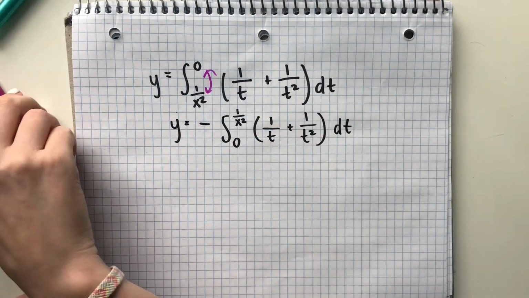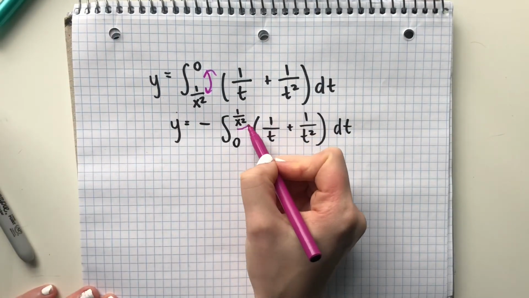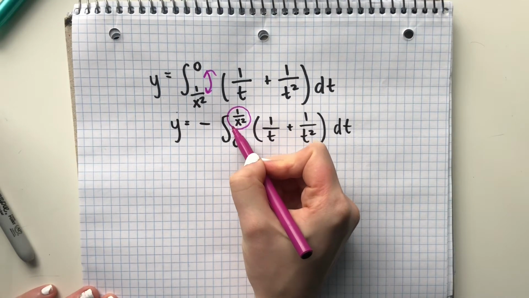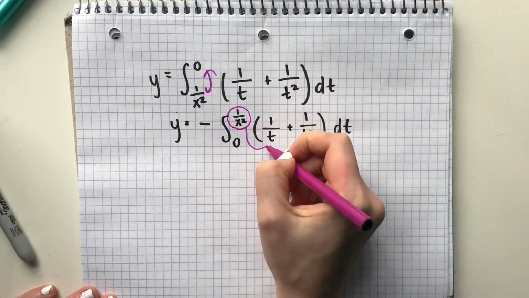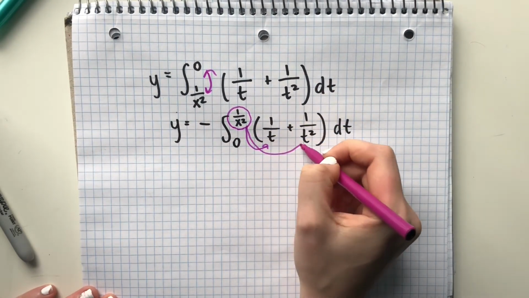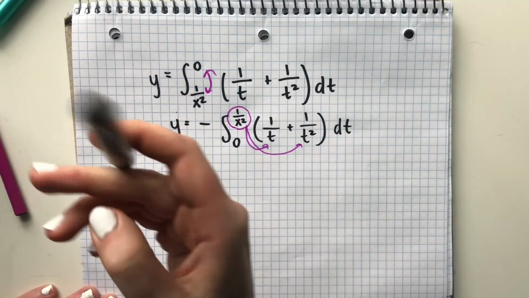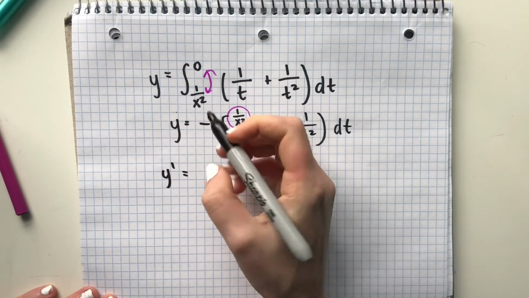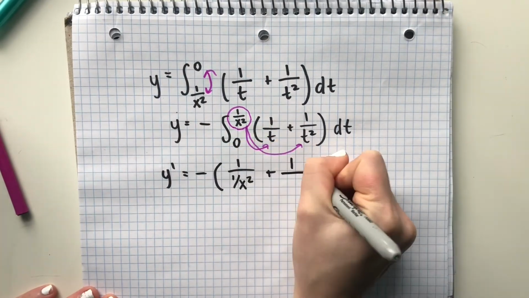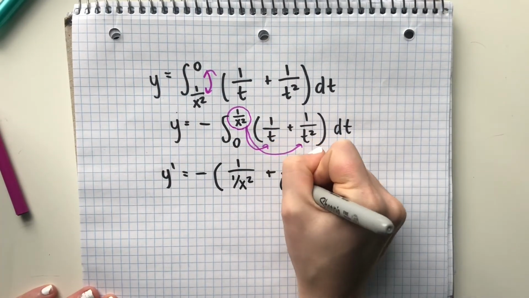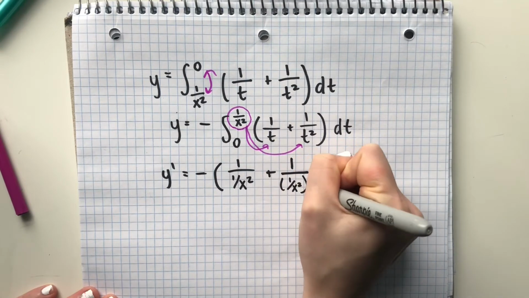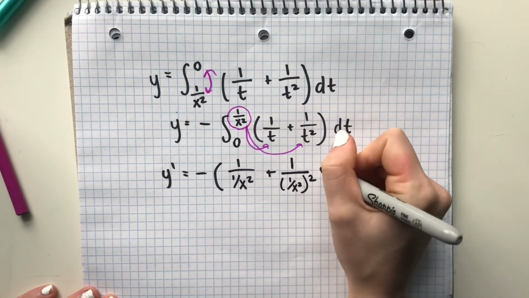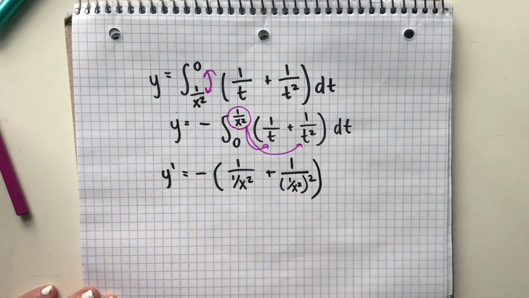Okay, good. Now what are we going to do? Plug in that top value like we always have been doing. Plug that into the t's. So then what we're going to end up getting is y prime equals negative 1 over x squared plus 1 over x squared squared.